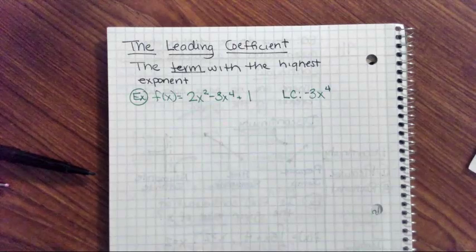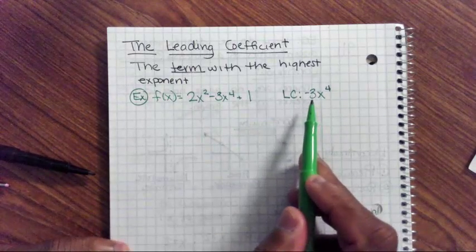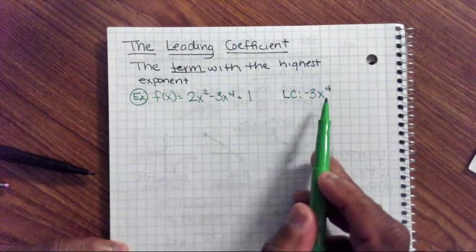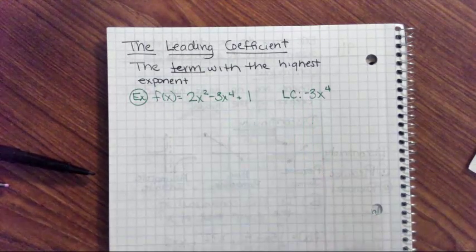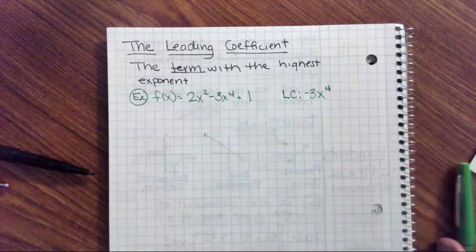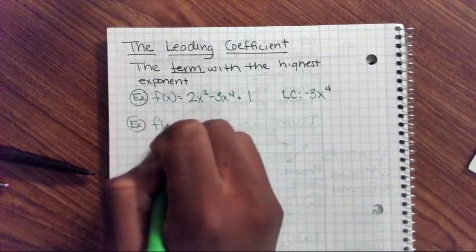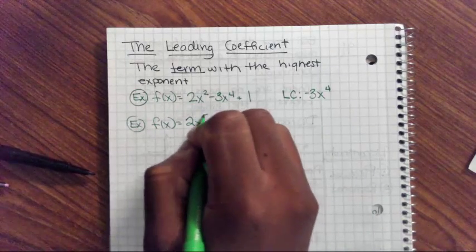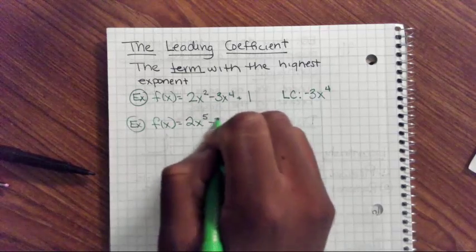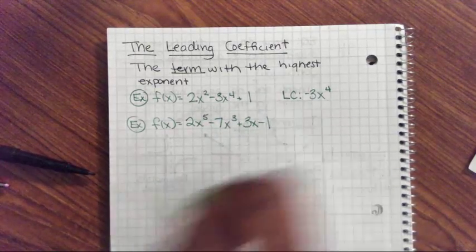Do you understand that? Because what can happen now is if I know this first term, I know what the highest exponent is, and if I know the sign of the term, I can tell you the end behavior of the graph. I can tell you what the tails are doing. So here's another example. F of x is equal to 2x to the fifth minus 7x cubed plus 3x minus 1.